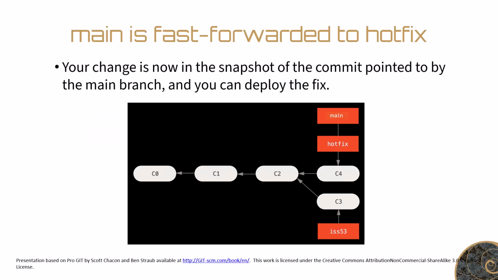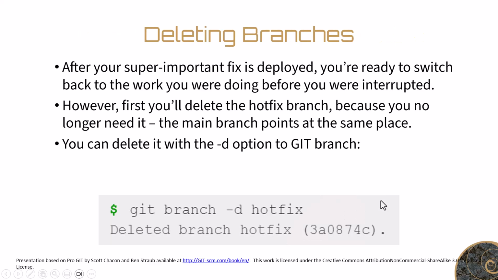So if we look at this now, we can see that main is pointing to the changes that were done in the hotfix. So main has the correction. The feature branch does not. So what do we do?